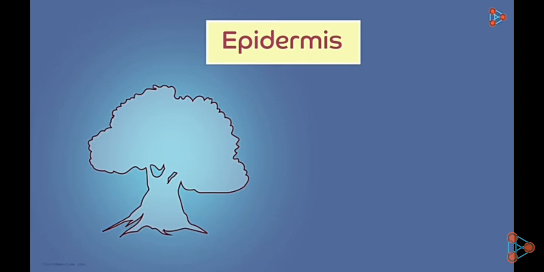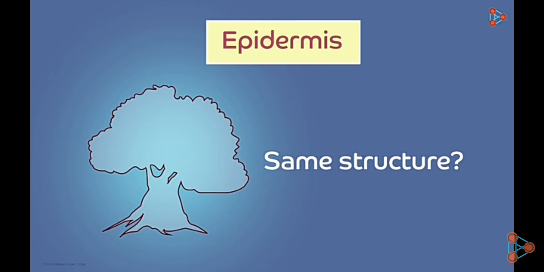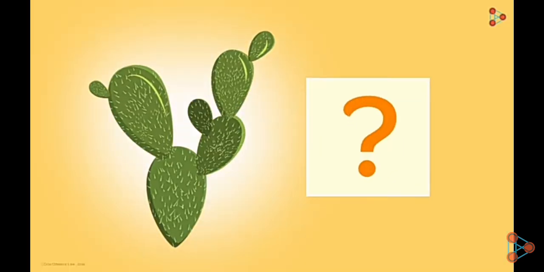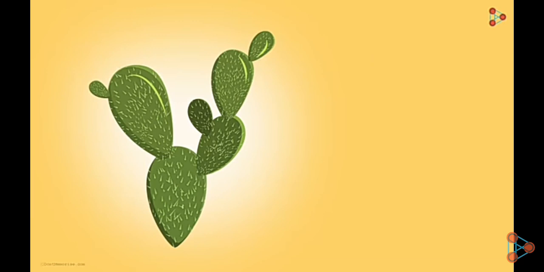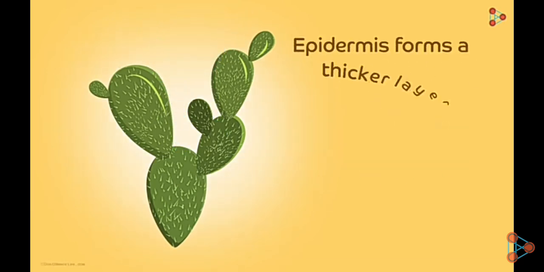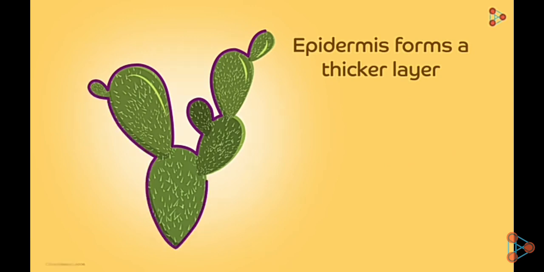So do you think all plants will have the same structure and same type of epidermis layer? Well, actually not. Epidermis gets modified depending upon the habitat and thus the plants' needs. Let me ask you a question. What would plants growing in dry habitat need the most? Yes, water. In case of such plants, the epidermis forms a thicker layer in order to prevent excessive water loss.